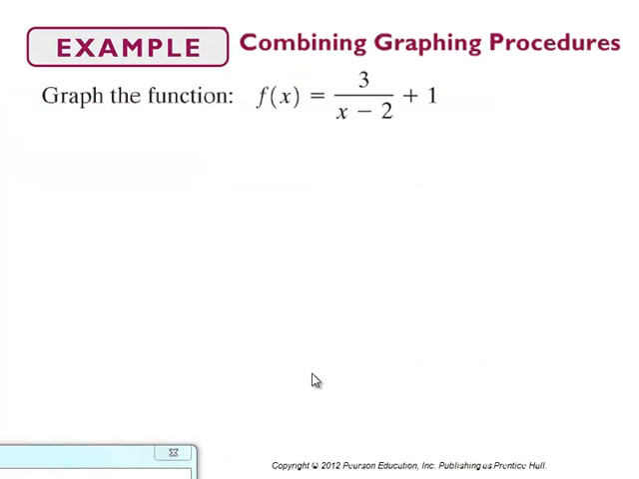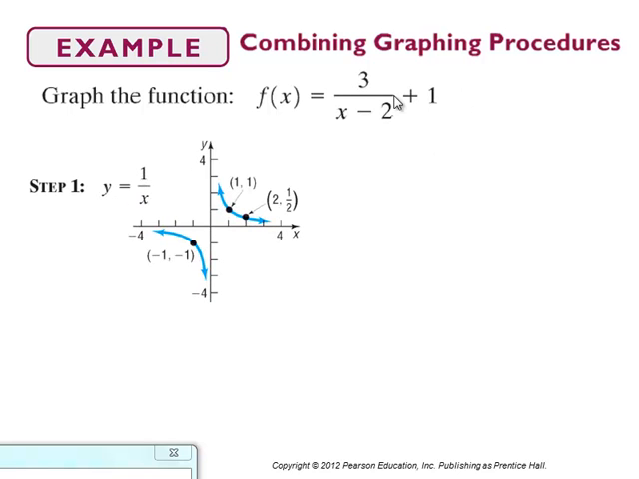Huh? So now let's take a look at this function here. f of x is equal to 3 over x minus 2 plus 1. How could we graph that? Well, start off with the most basic function that you can, and then through a series of transformations, build this function right here. So we could start off with 1 over x. Very basic function. This is the reciprocal function.